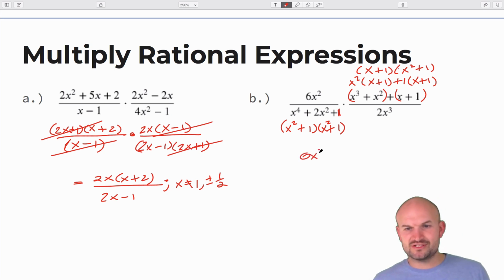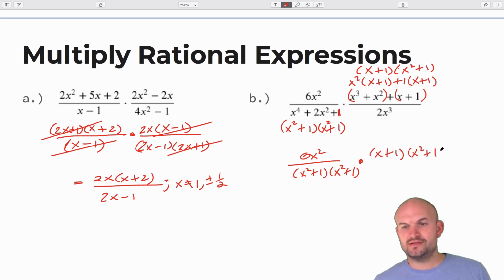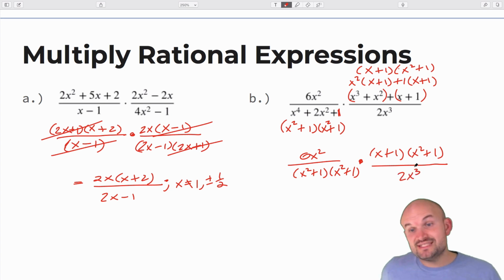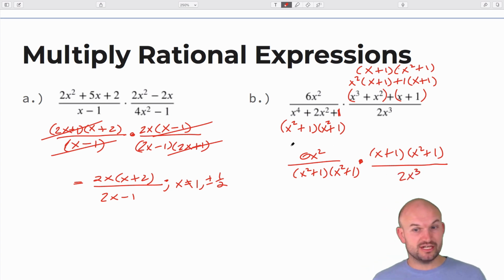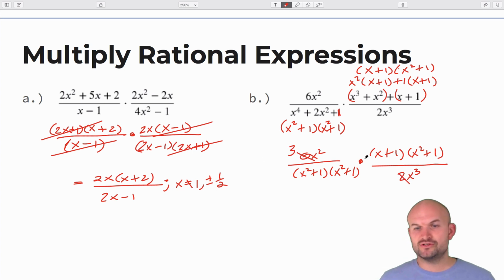So I have 6x squared over x squared plus 1 times x squared plus 1 times x plus 1 times x squared plus 1, all over 2x cubed. So now you can see that my 6 and 2, those are going to divide, right? Those simplify. So 6 over 2 divides just to 3. And then I have my x squared over x. Well, that's going to simplify just to leave me with an x.